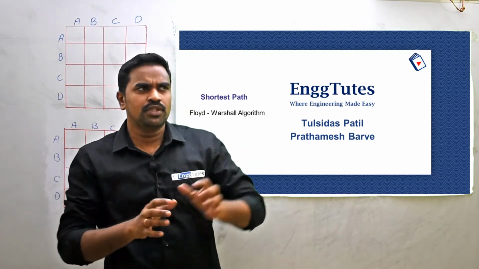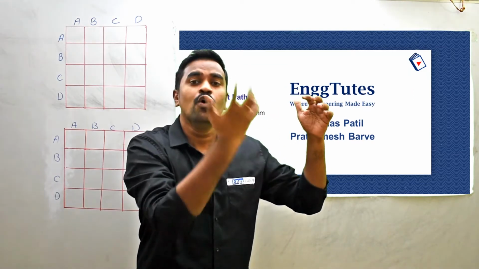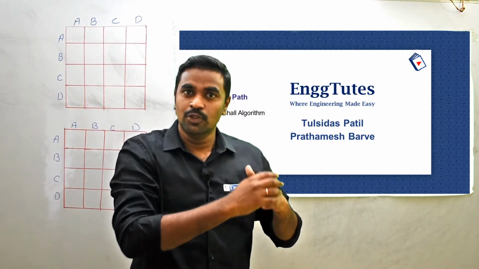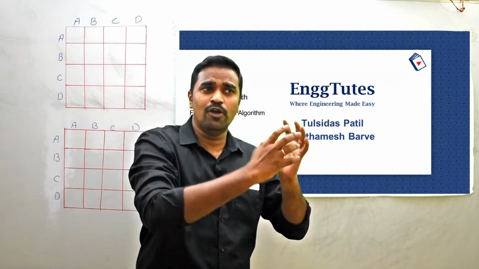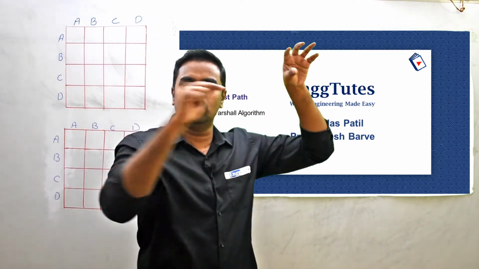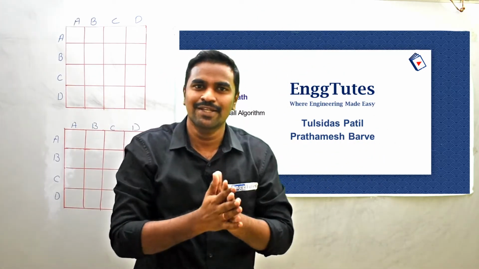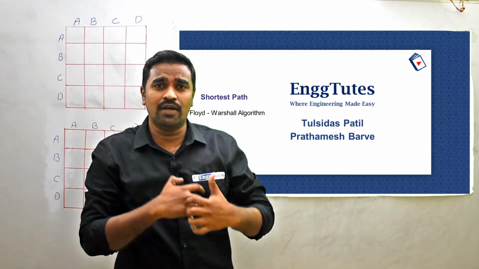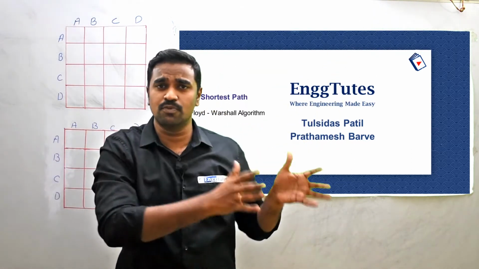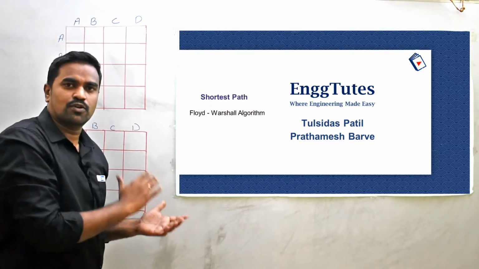In the previous video we have seen the Dijkstra's algorithm, in which we find the distance from a particular node to all other nodes. What if I want to find the minimum distance from all nodes to all other nodes? I don't want the distance from a particular node to all other nodes. Do I need to apply Dijkstra's algorithm for every node? That would be a very tedious process. The solution for this is the Floyd-Warshall algorithm.